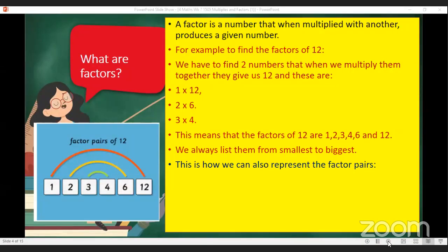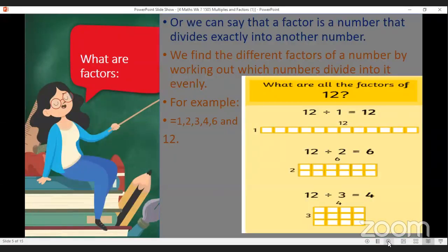And then still talking about factors, I said there are many definitions, or we can say that a factor is a number that divides exactly into another number and leaves no remainder. I think now in grade 4, you know what a remainder is. We find the different factors of a number by working out which numbers divide into that number evenly and leave no remainder. If it leaves a remainder, it is not a factor of that number, grade 4s.